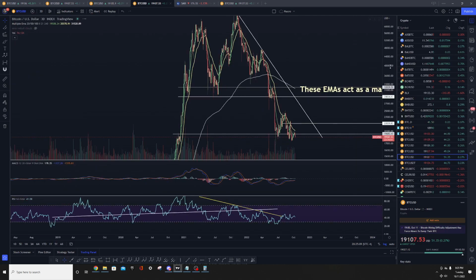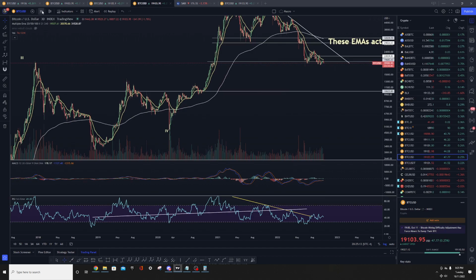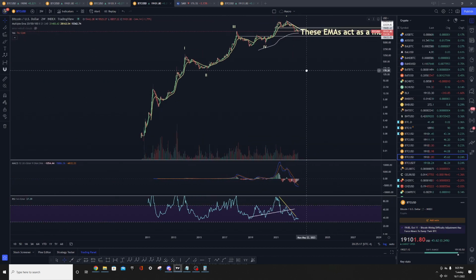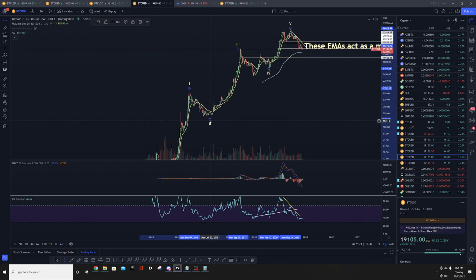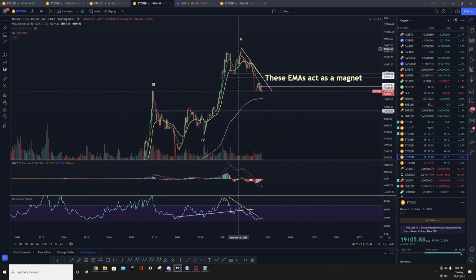So that's a traditional TA method, and long term, this is my long-term count: 1, 2, 3, 4, 5 to complete super cycle. I'm sorry, cycle 1, cycle 2, then cycle 3 and 4, and then the nut top 5.